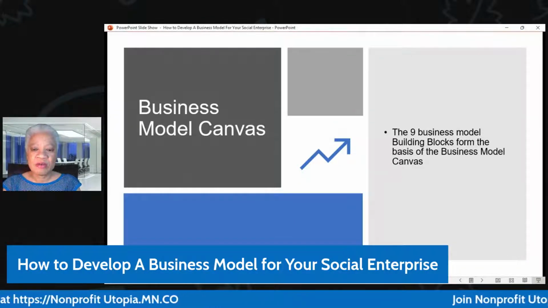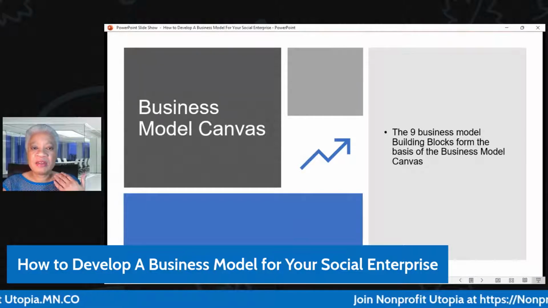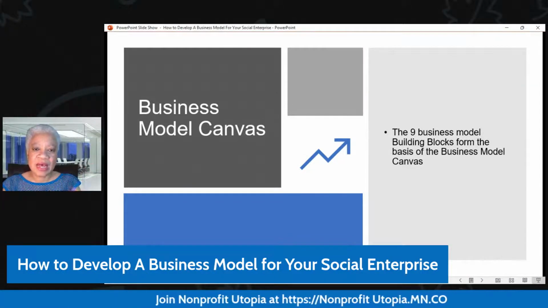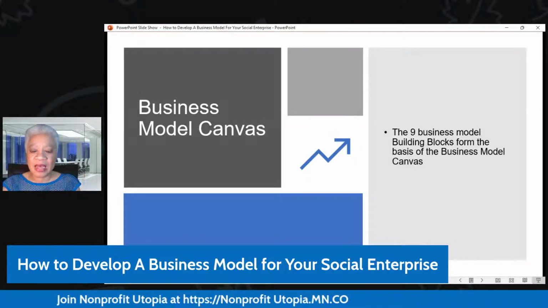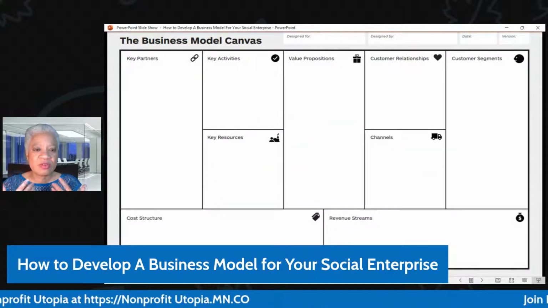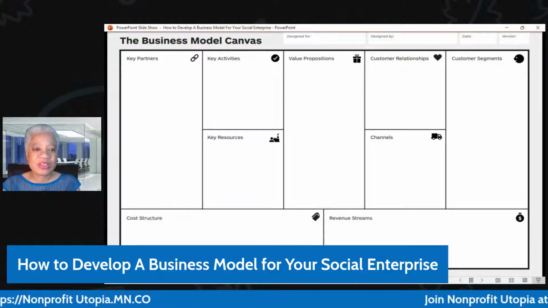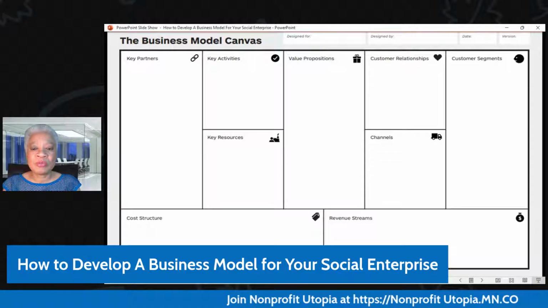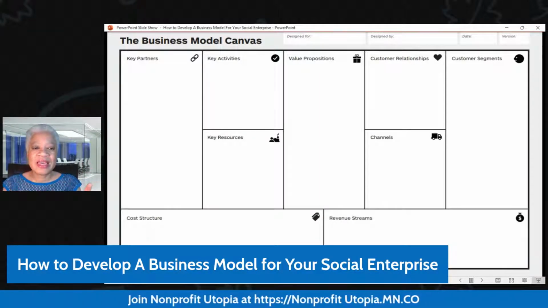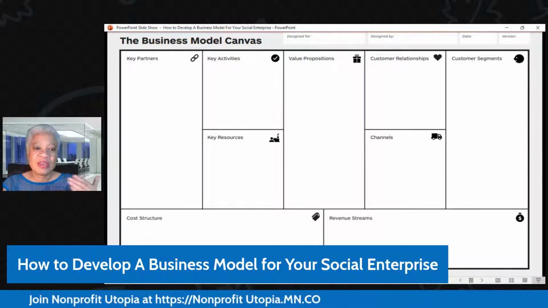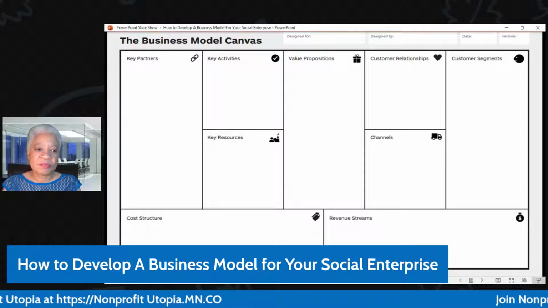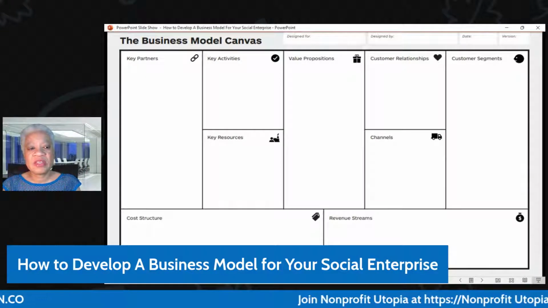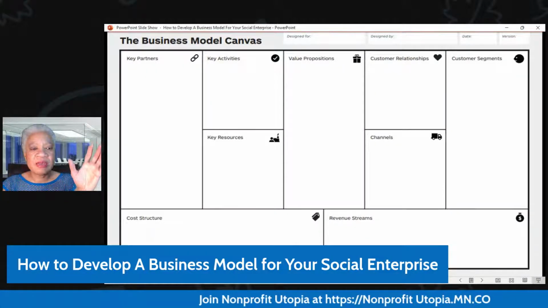All right, so we're going to show you how to develop your business model canvas with those 9 blocks. So we already talked about the 9 blocks, and this is the way it looks. This is what a blank canvas looks like. And again, if you are a member of the Nonprofit Utopia community, you can get this blank canvas in our online community.